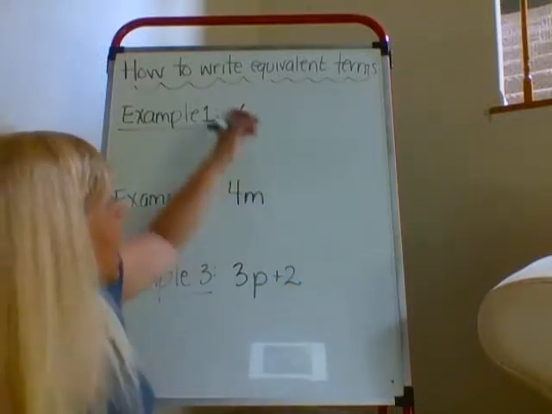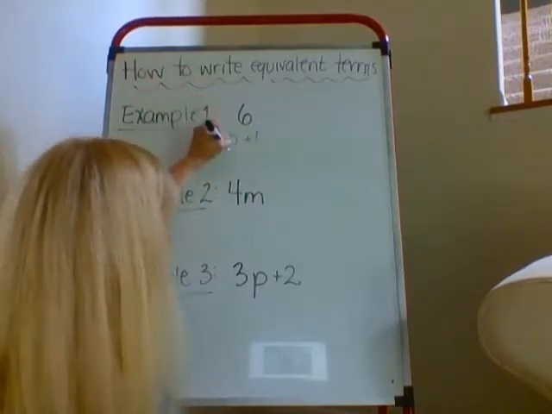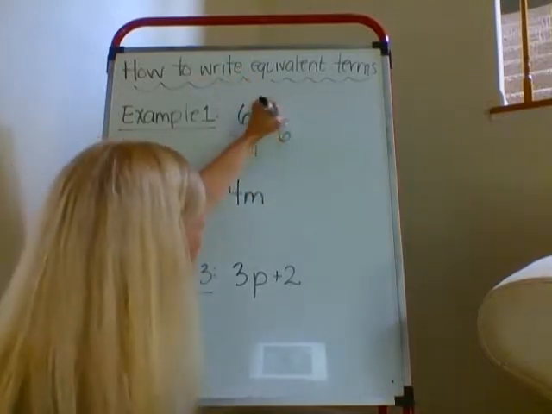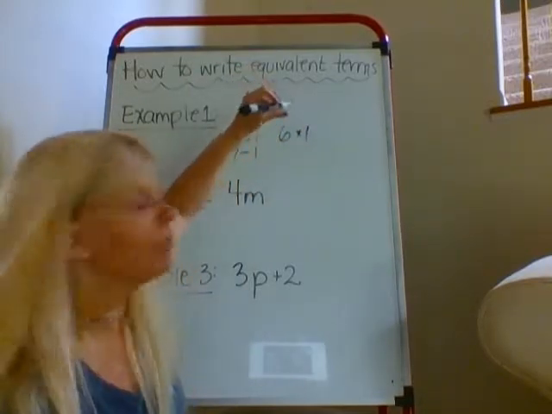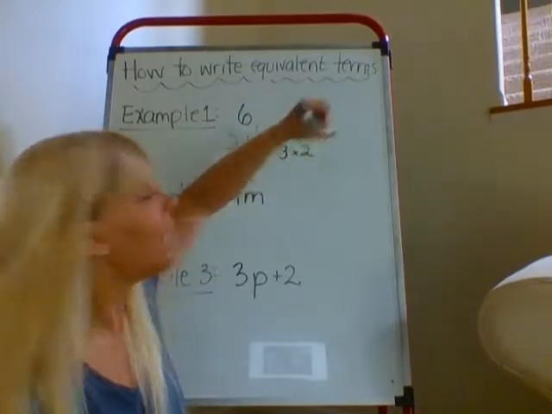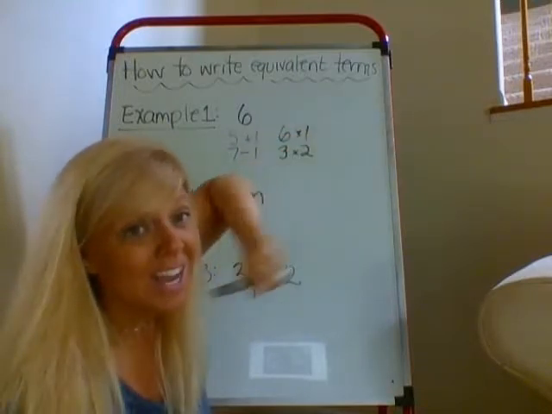I can write 6 as 5 plus 1. I can write it as 7 minus 1. I can write it as 6 times 1. I can write it as 3 times 2. I can write it as 1 plus 1 plus 1 plus 1 plus 1 plus 1, 6 times.